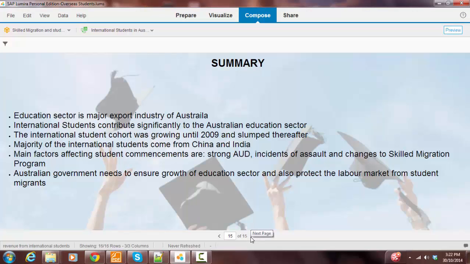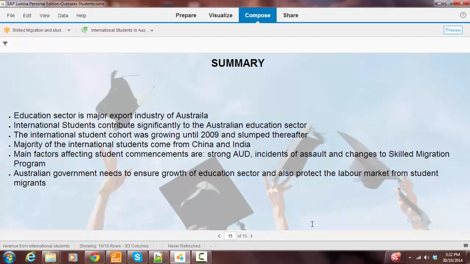So to summarize, education sector is a major export industry of Australia and international students contribute significantly to the Australian education sector. The international student cohort was growing until 2009 and slumped thereafter. The majority of the decline was from students from India and China. Based on our analysis, this decline can be linked to strong Australian dollar, high cost of living, incidences of assault and changes to skilled migration program.